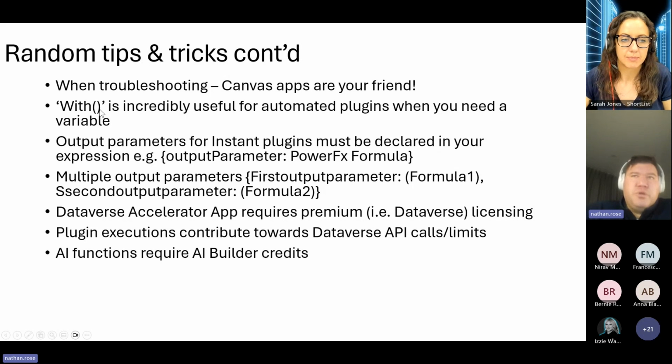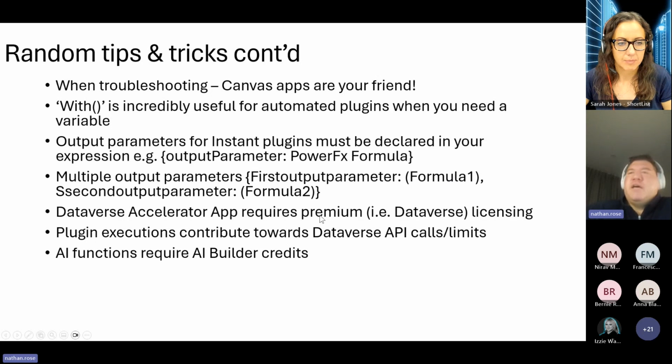With is an incredibly useful expression in automated plugins when you can't do things like declare variables or input parameters like you would in an instant plugin or a canvas app. The With expression is really valuable. When you're using output parameters in an instant plugin, you've got to declare it, so you put output parameter and then your PowerFx formula. And this is something I discovered this week: you can have multiple output parameters, but this is the format that you need. You use your first output parameter, formula, comma, second output parameter, and so on and so forth.